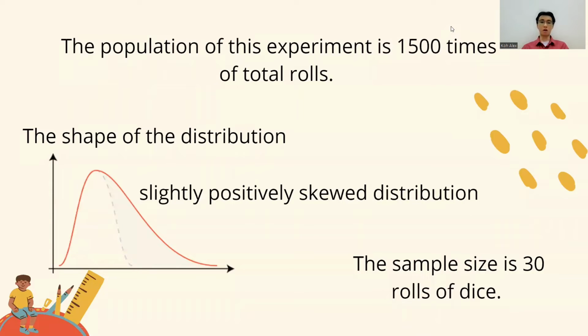The population of this experiment is 1,500 times of total rows. The shape of the distribution is a slightly positively skewed distribution. The sample size for this experiment is 30 rows of dice.